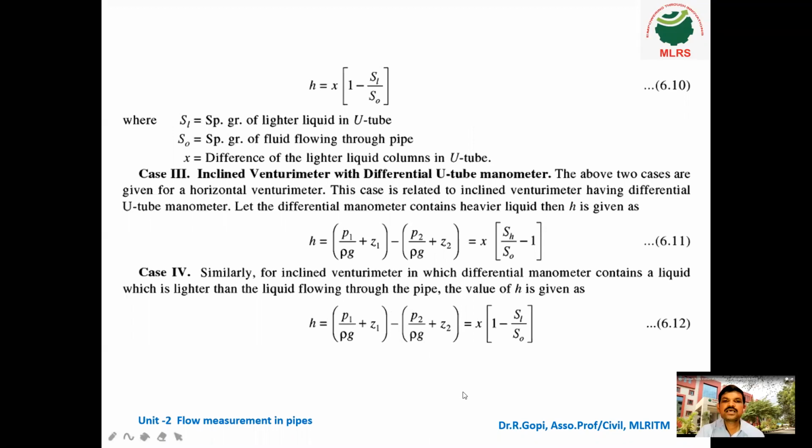Next class we will see the problems on the venturimeter. The problems are simple once you understand the concept: what is meant by convergence, throat and divergence, what the Q actual formula is, what the Cd formula is, and what the H formula is, the pressure head difference from the mercury manometer reading. Once you understand the formulas, the problems are very easy. We will see that in the next class.